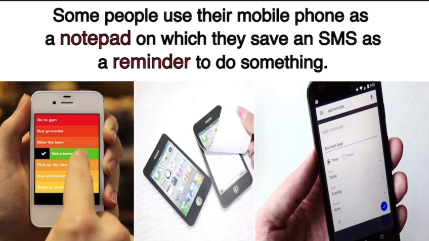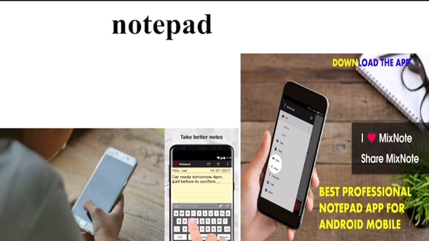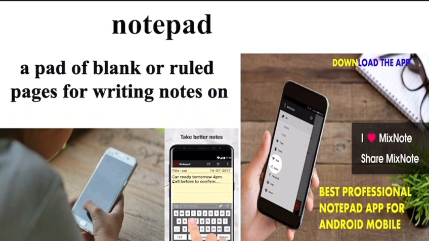Some people use their mobile phones as a notepad on which they save SMS as a reminder to do something. In this sentence, we have two active words. The first word is notepad. Notepad, as you know, a pad of blank or ruled pages for writing notes on. Every one of you uses a notepad, and it is very important for every one of us. Notepad.